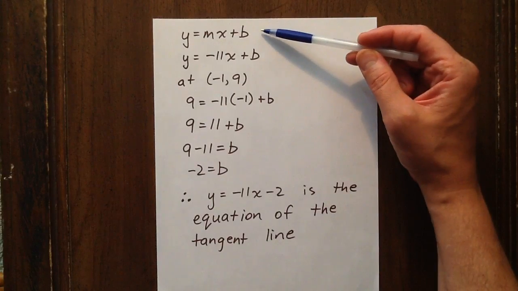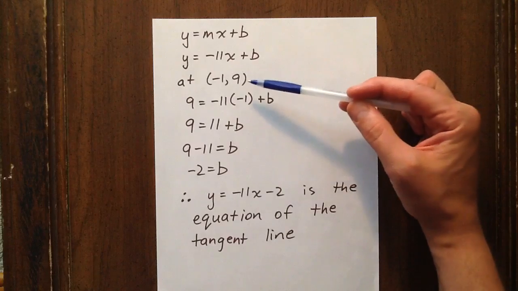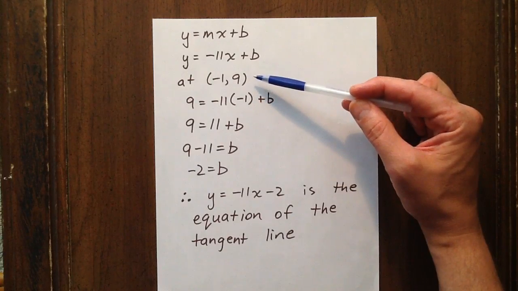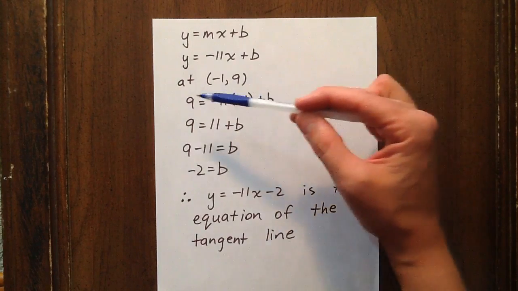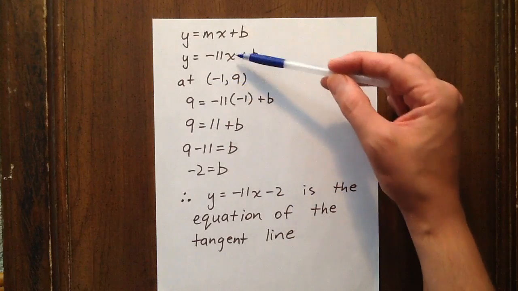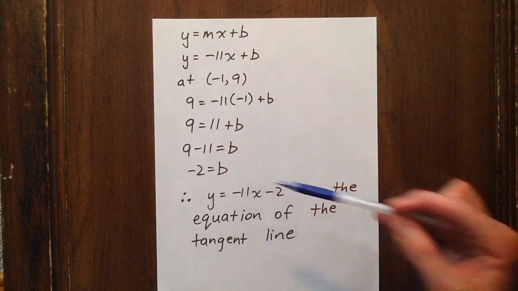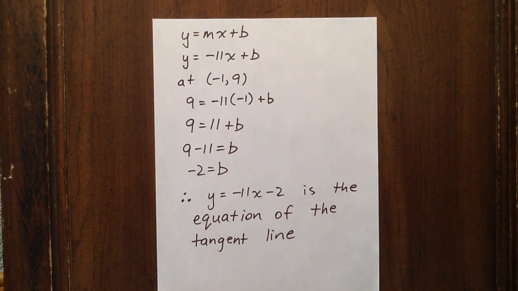We know that y equals mx plus b. We sub in -11 for m. So we have y equals -11x plus b. And since we know the point -1, 9 to be on the line, we substitute 9 in for y, -1 in for x. Solve for b and we get -2. So the equation of the tangent line to the curve at the point where x equals -1 is y equals -11x minus 2.